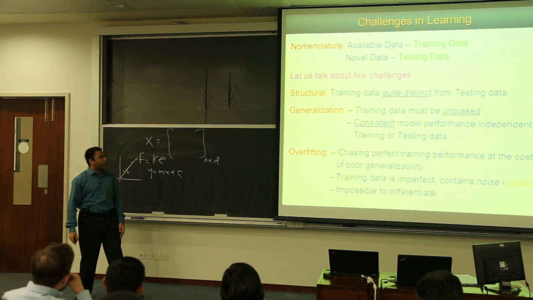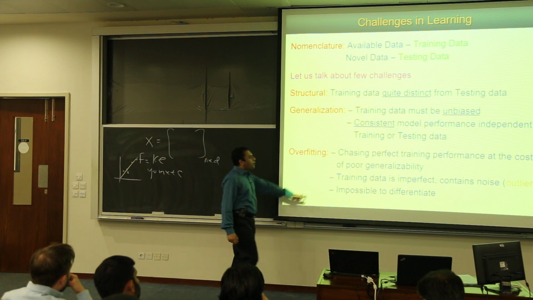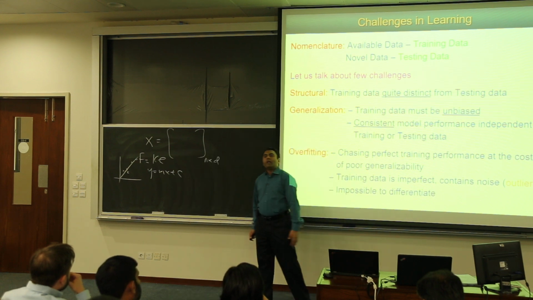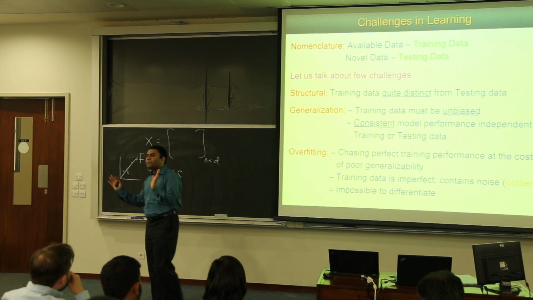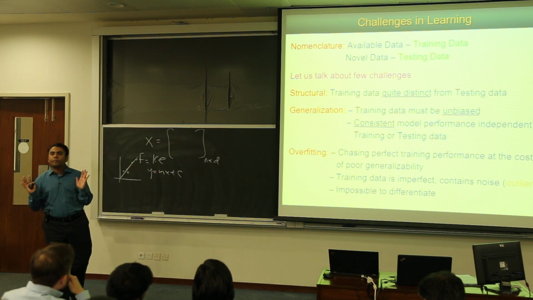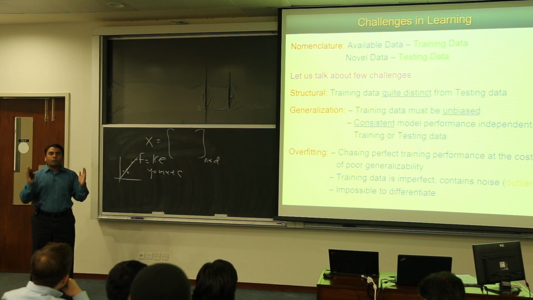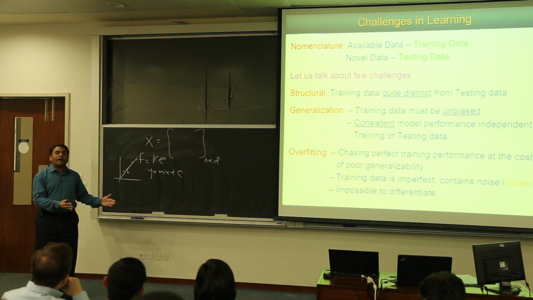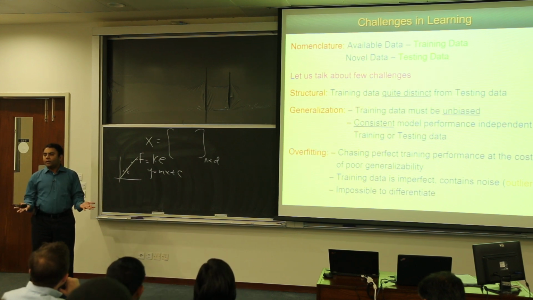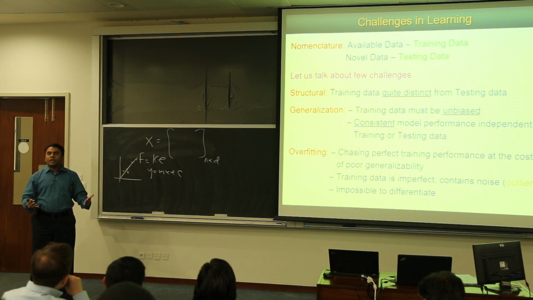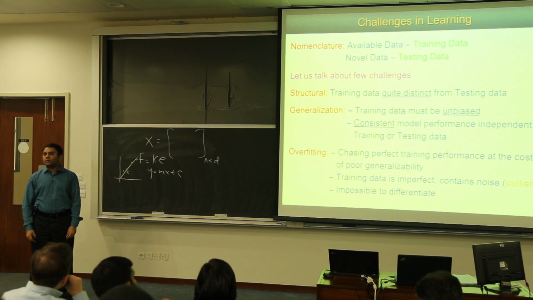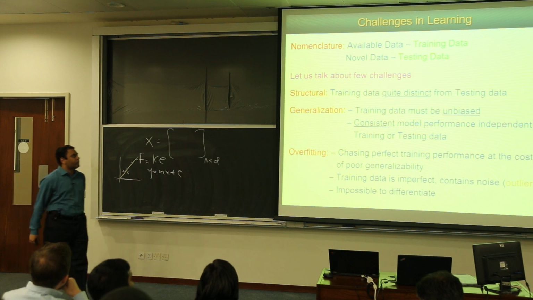And we are going to see one example right now. If you are chasing a perfect training performance, you may compromise generalizability. And generalizability is far, far more important than training performance. So here is the trade-off. We don't want our training performance to be so bad that there is no learning happening. But we don't want to chase it so much that we lose our generalization property. That's a trade-off that we have to be very careful about.